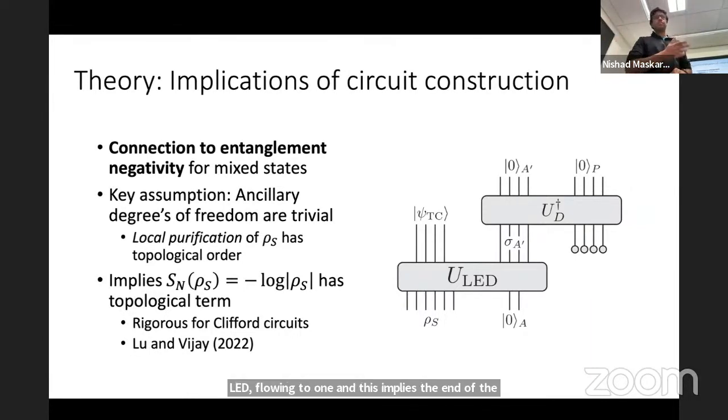So I think this procedure is also connected to other methods of classifying mixed state topological order, as some of Rodney's members are experts in. So it also connects to some of those definitions too. Okay, great.